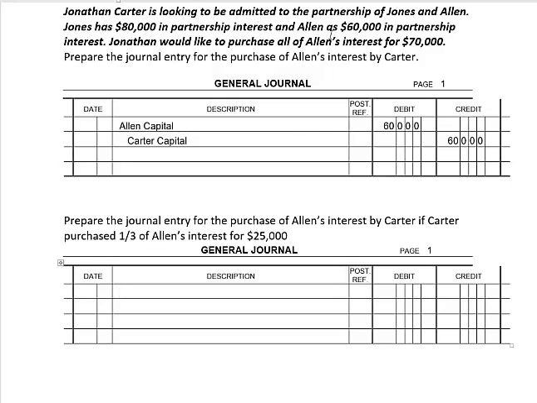$20,000 of Allen's interest. Okay, so the purchase price does not matter because that's going to Allen, not into the partnership. So all we're concerned about is the third, which is $20,000. So we're going to take and decrease Allen's capital by $20,000. And then we are going to give Carter capital credit for the $20,000 that he purchased.